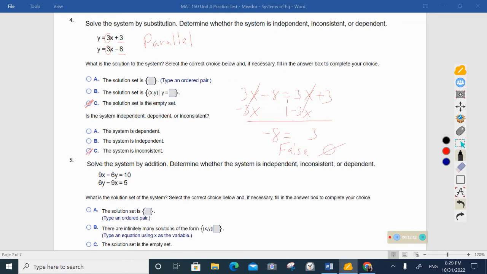Now, let me tell you what, if you had set them equal to one another and you had gotten a true statement like negative 8 equals negative 8 or 3 equals 3, then that means there's infinitely many solutions because the two lines are laying on top of each other. And the solution set would have been y equals whatever y equaled in the problem. And that would have been a dependent system because it would have been the same line.